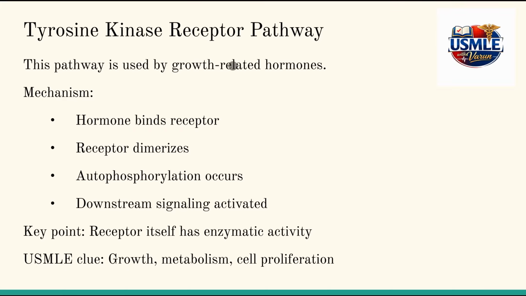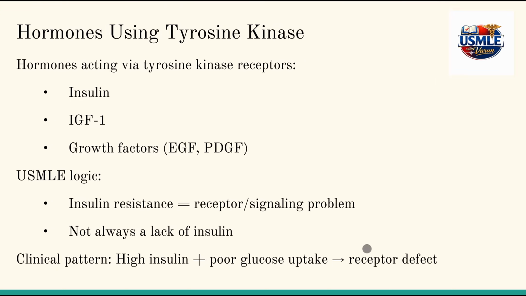This pathway is used by growth-related hormones like insulin and growth factors. These growth-related hormones use the tyrosine kinase pathway where the receptor itself has enzymatic activity. The hormone binds a receptor, there is dimerization of the receptor, there is autophosphorylation of the receptor, and then there is downstream signaling. Whenever you see growth, metabolism, and cell proliferation, you need to think about the tyrosine kinase pathway.